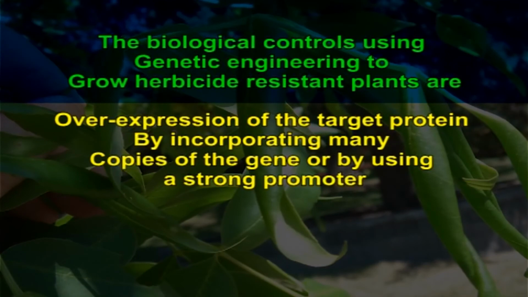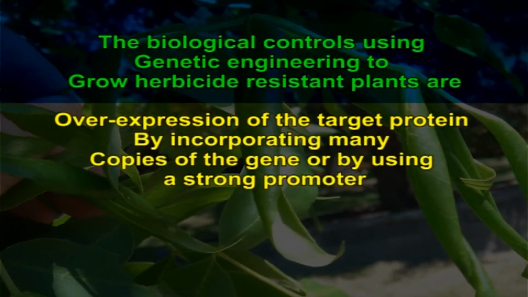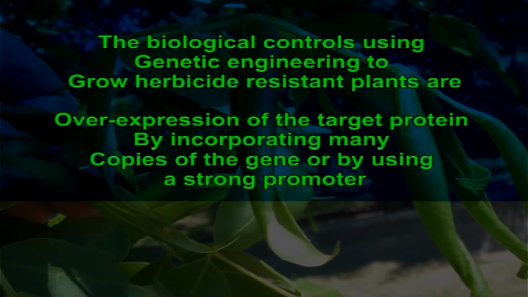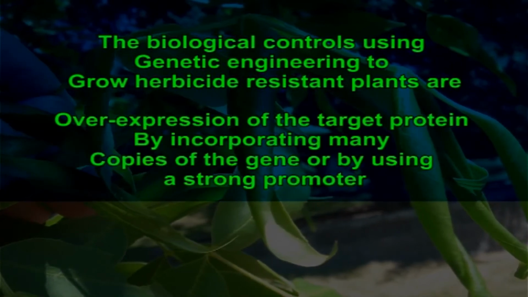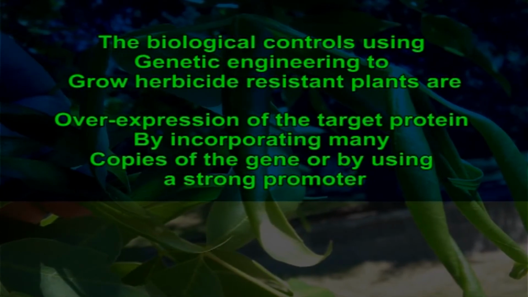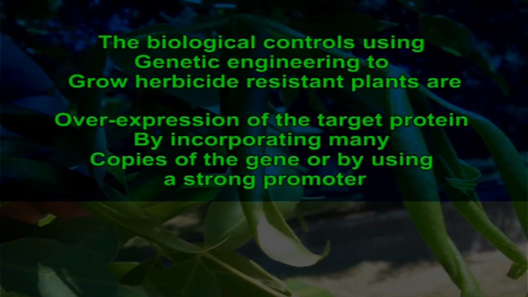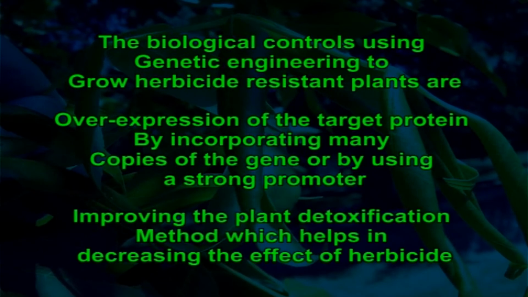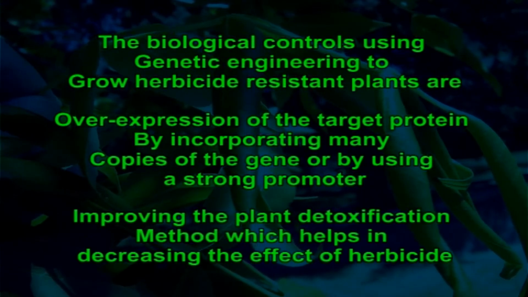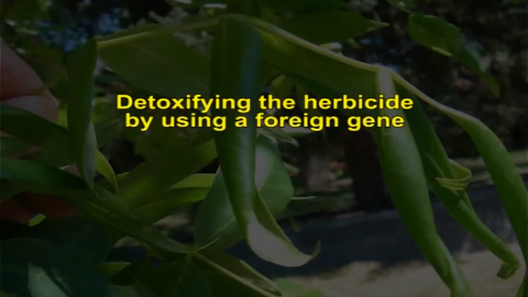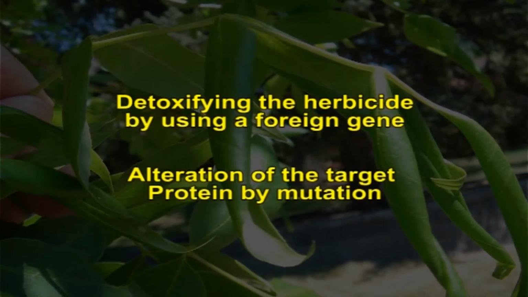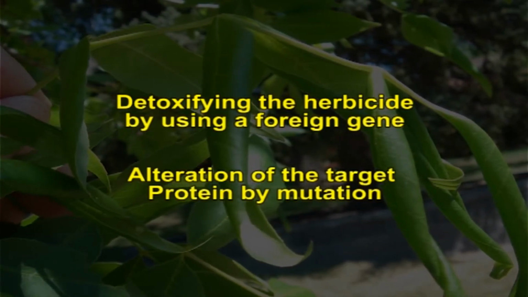The biological controls using genetic engineering to grow herbicide resistant plants are overexpression of the target protein by incorporating many copies of the gene or by using a strong promoter, improving the plant detoxification method which helps in decreasing the effect of the herbicide, detoxifying the herbicide by using a foreign gene, and alteration of the target protein by mutation.